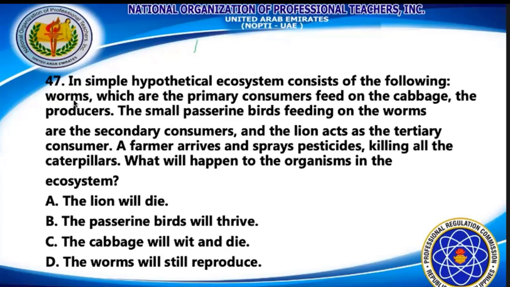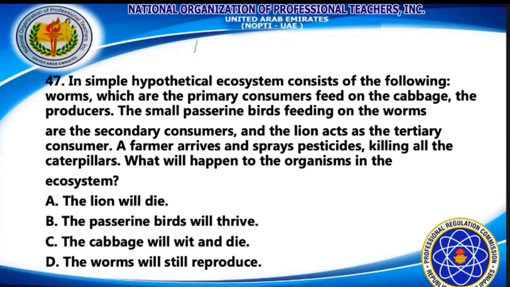What will happen to the organisms in the ecosystem? Pag namatay yung worm. Lahat ng worm namatay. Take note, hypothetical system, ecosystem. Hypothetical is parang kunwari lang, parang ganun.